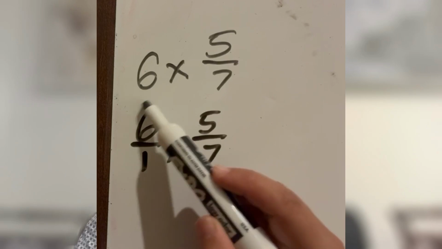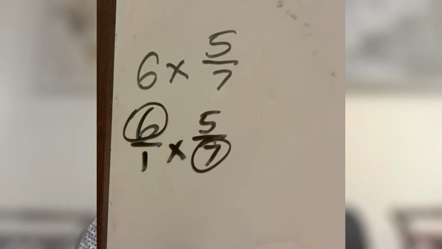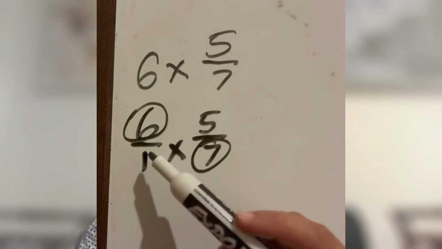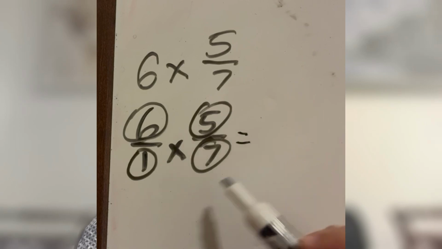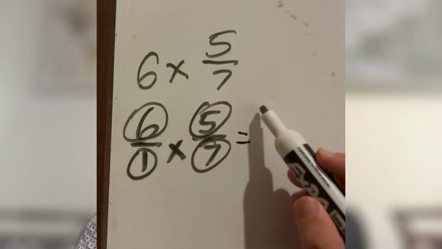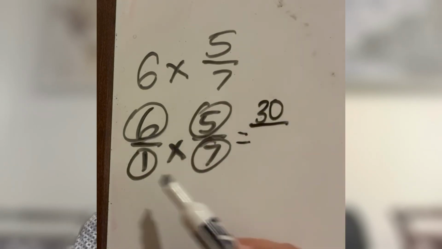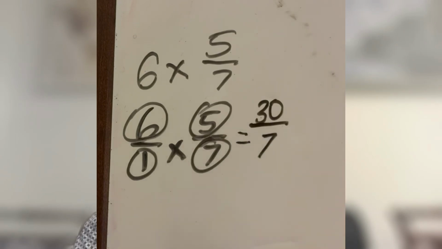Checking our diagonals. 6 and 7. Common factor of 1, can't pull anything out. 1 and 5. Common factor of 1, can't pull anything out. So we'll multiply across. 6 times 5 is 30. 1 times 7 is 7. So now we have an improper fraction. So we're going to make it into a mixed number.